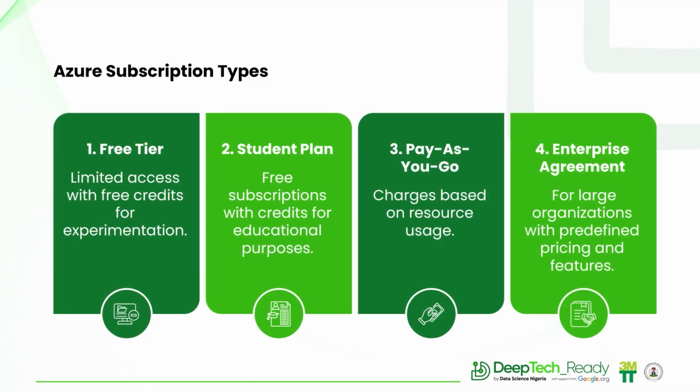Azure has different subscription types, starting with the free tier. With the free tier, you get limited access with free credits for experimentation. It's available to anyone with $200 free credits for 30 days, and free access to 55 plus services for a whole 12 months, and requires a credit card for sign-up. This is best for general users exploring Azure.